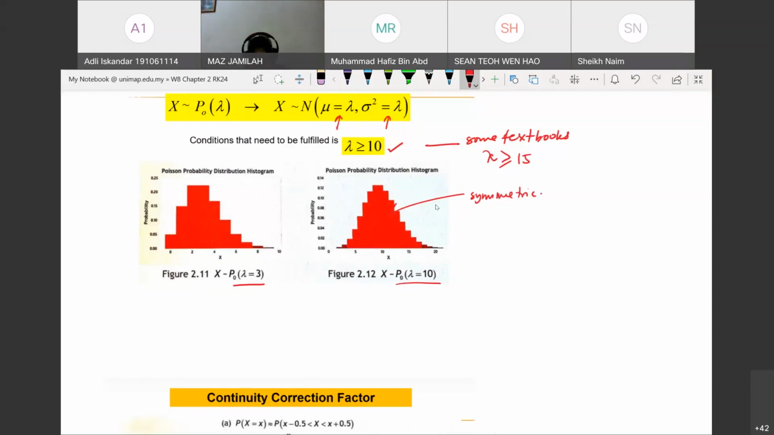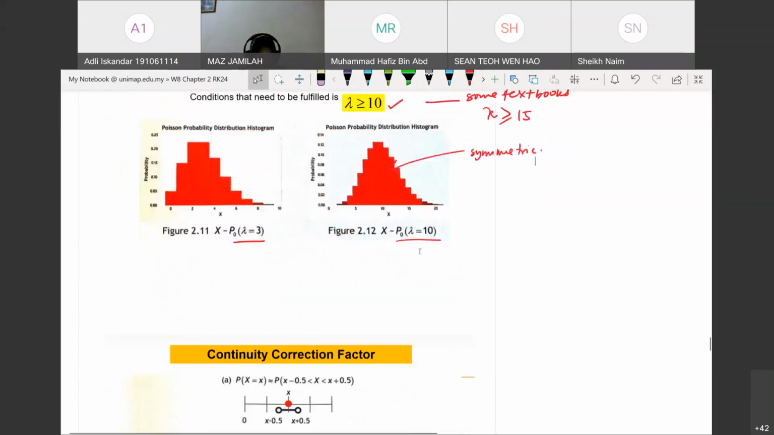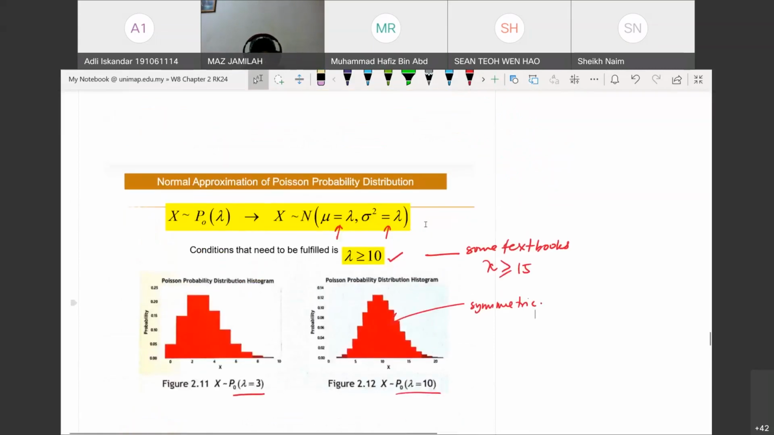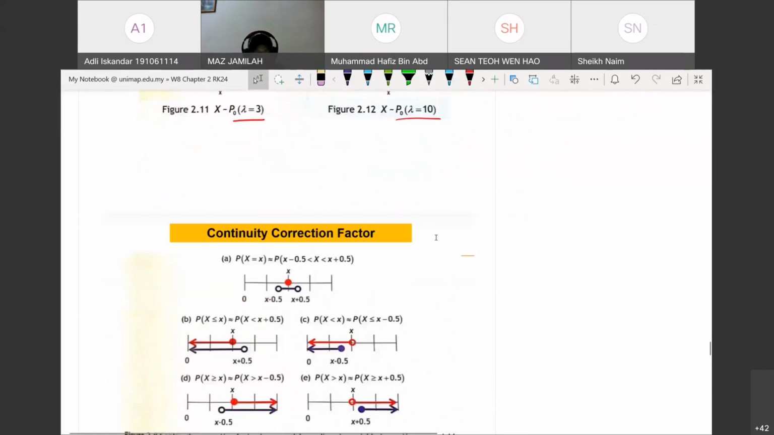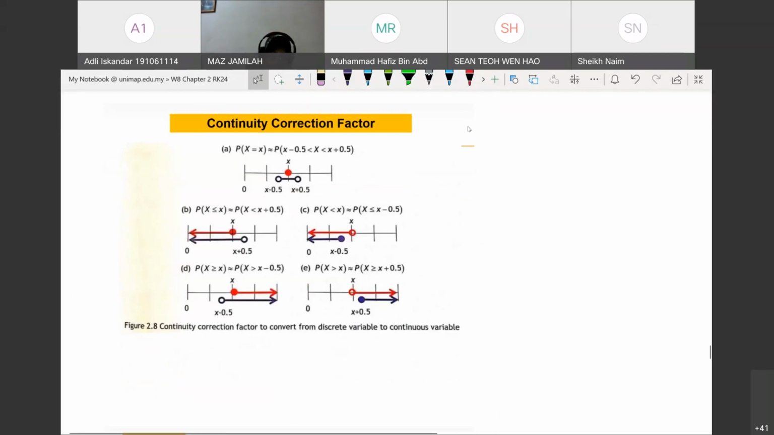So when you have symmetric, then it appears to be following normal. Okay, so that will be the only condition for what we call the normal approximation of Poisson. Now, again, because we are using the approximation for a continuous random variable, the continuity correction factor is involved. Okay, the same exact continuity correction factor, if you have equal to, less than or equal to, less than, greater than or equal to, or greater than.